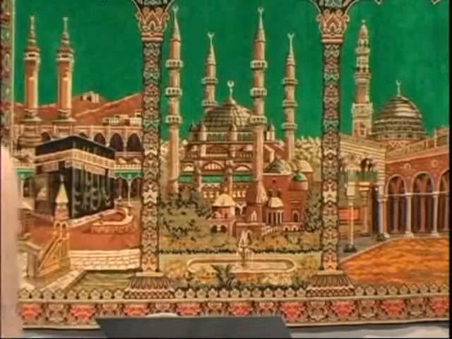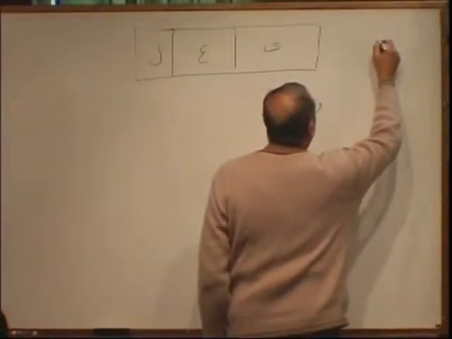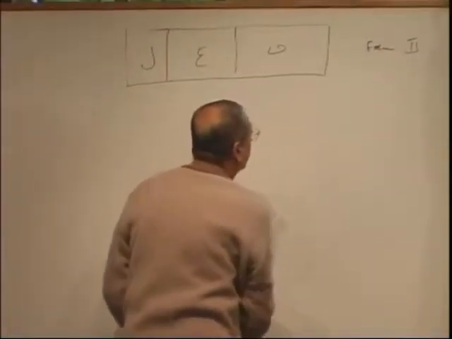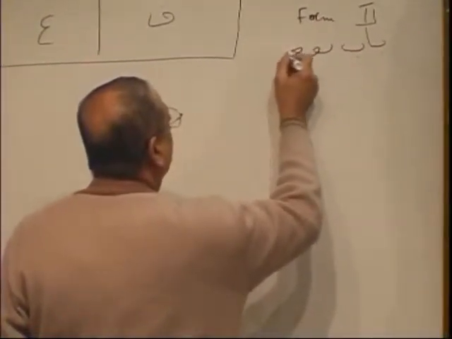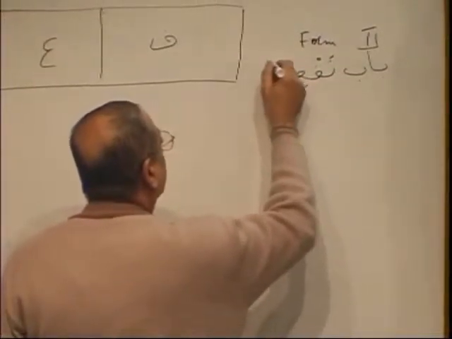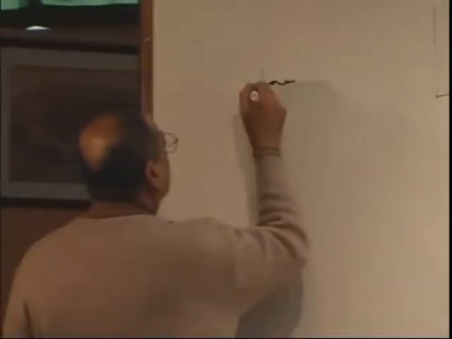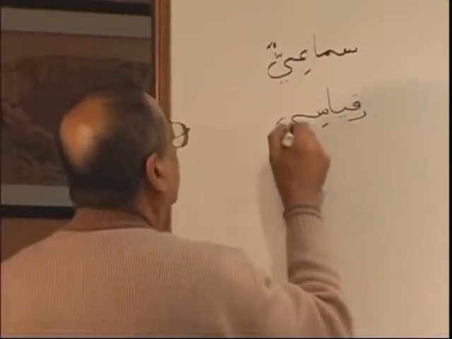So, we start today, brothers and sisters. I will be doing something like this today. These are supposed to be equal, but I'm not an artist. So it's called form two. Form two. Also, we call it Bab Taf'ilun. This is something I'll be explaining to you, brothers and sisters. Okay, Bab Taf'ilun. And you have to remember one thing: Sama'iyun and Kiyasiyun. You will remember these two terms, brothers and sisters.